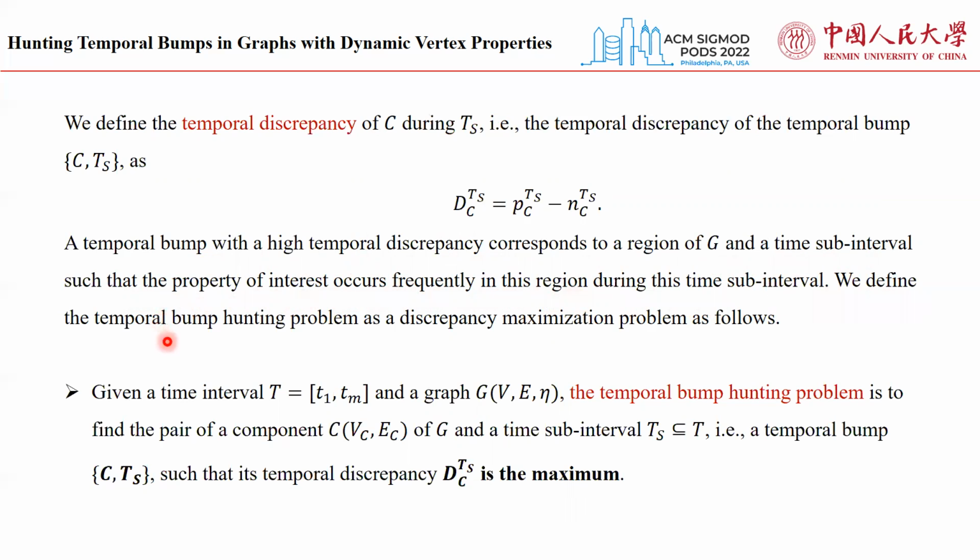We define the temporal bump hunting problem as a discrepancy maximization problem as follows. Given a time interval T and a graph G, the temporal bump hunting problem is to find a pair of a component C of G and a time subinterval Ts in T, i.e. a temporal bump (C, Ts), such that its temporal discrepancy d(C,Ts) is a maximum.